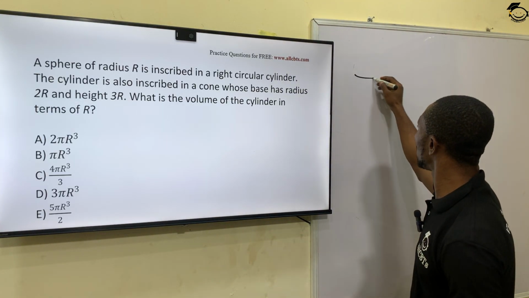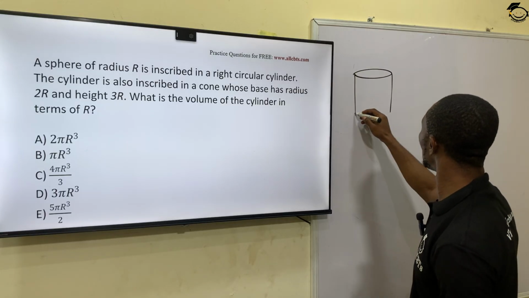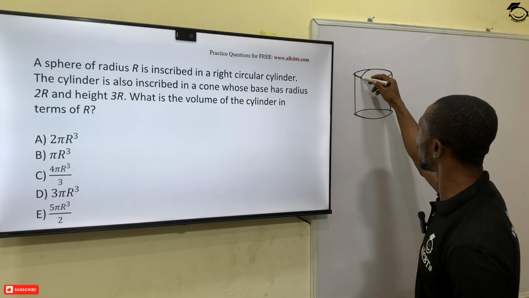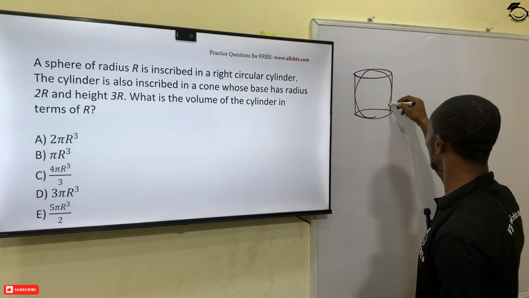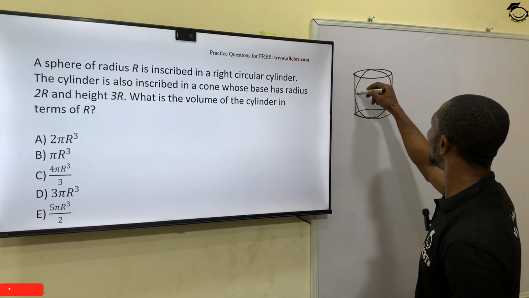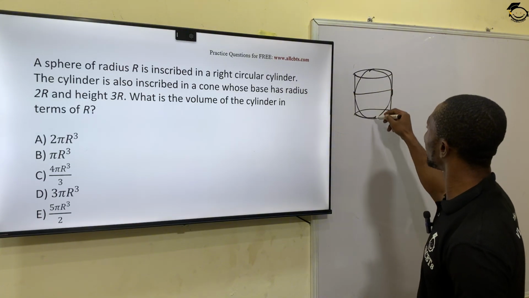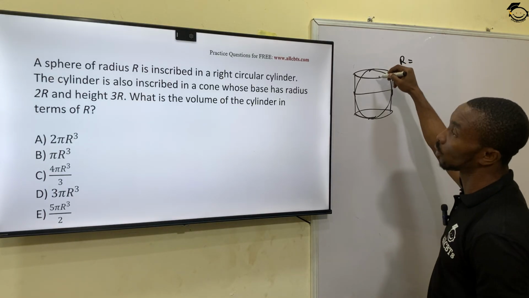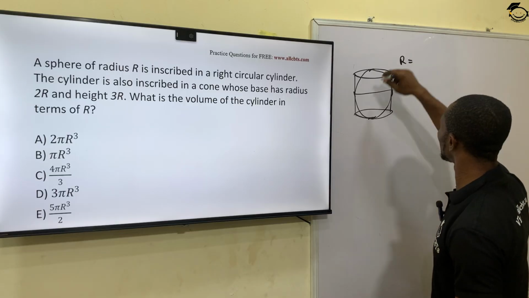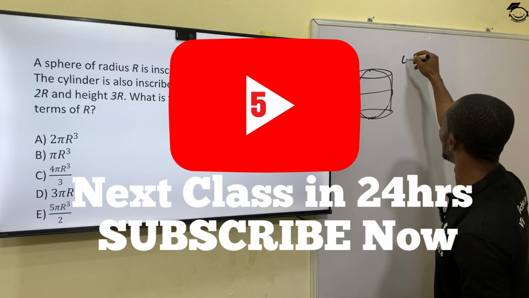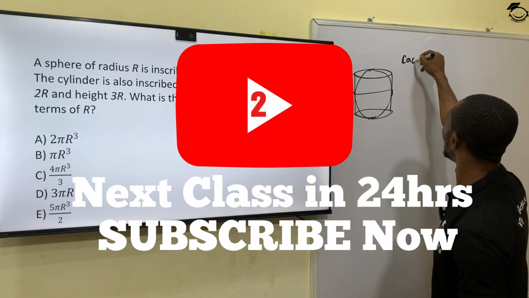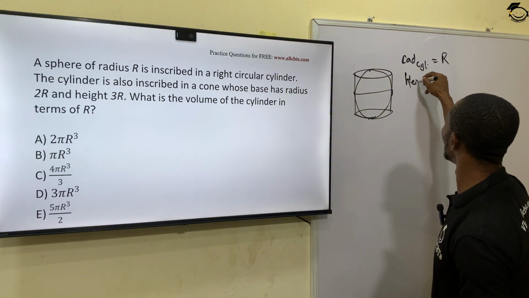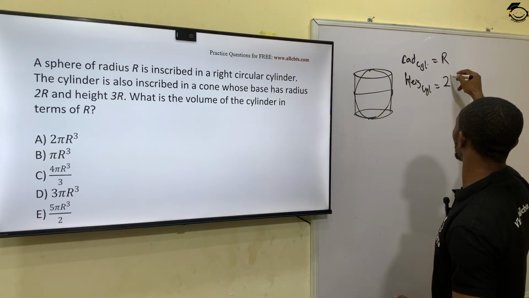Now, if we have a cylinder and a sphere inscribed in it, that means the sphere touches both the sides of the cylinder and the top and base. So that means the radius of the cylinder will be our r, and the height of the cylinder would be 2r.